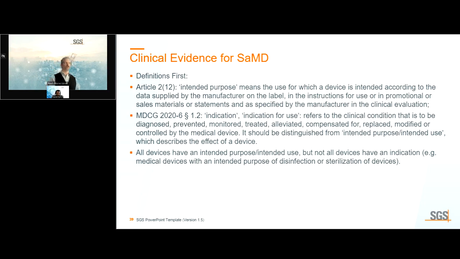An RF ablation generator or probe's intended purpose is I'm going to deliver RF energy. Then the indication for use is why. RF energy for carpal tunnel, RF energy for spinal delivery for reduction in pain, RF ablation energy for delivery to the liver for treatment of cancer. Same probe, same RF energy, different indication for use. Why does it matter? Because we need to see clinical data in support of the indication for use.